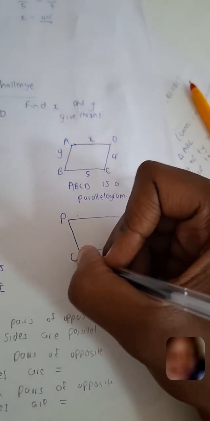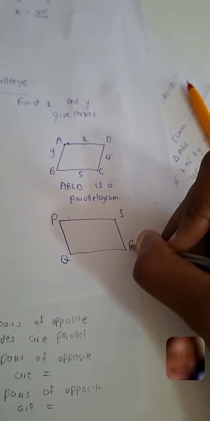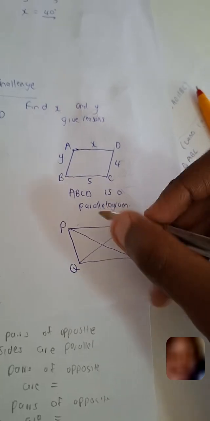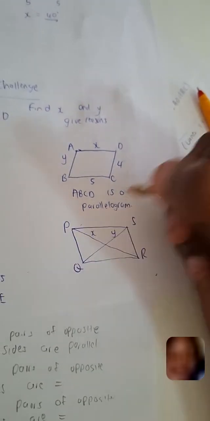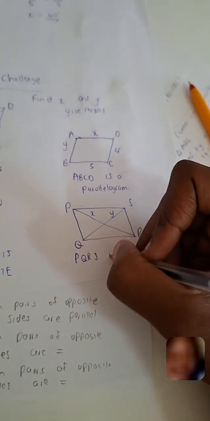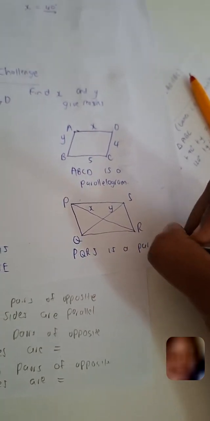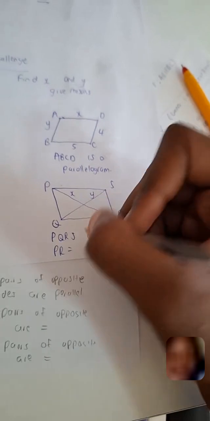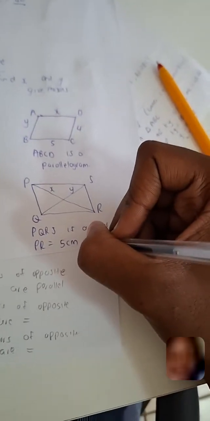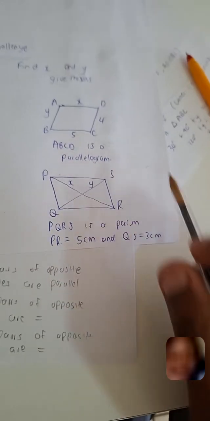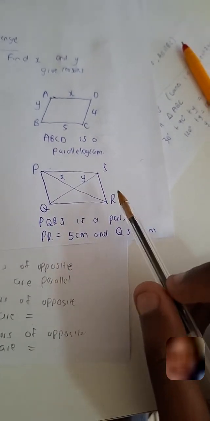X and Y. So we are told PQRS is a palm. So I use palm for short, parallelogram. This is a palm. PR is equal to 5 centimeters, and QS is 3 centimeters. And what you want to find is X and Y.